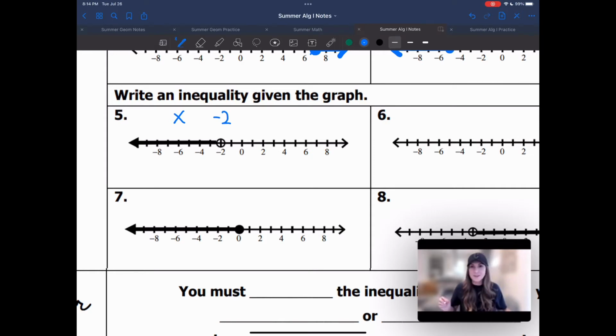So I would probably, oops, there's my timer. So I would probably set it up like that first. Okay, now let's figure out the type of sign. Well, I know it's shaded to the left, so this means it's numbers less than -2. So I'm going to go X is less than -2, and I don't put the line underneath it because it's an open circle. So that's it.